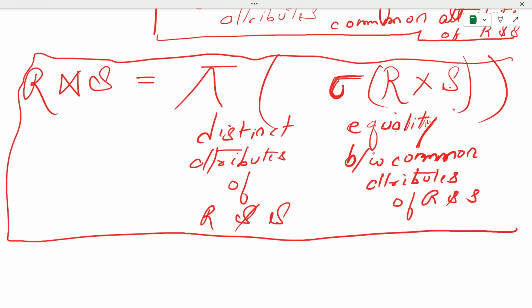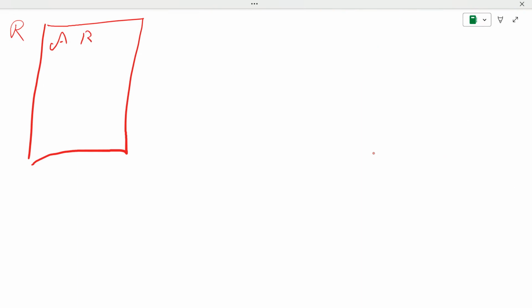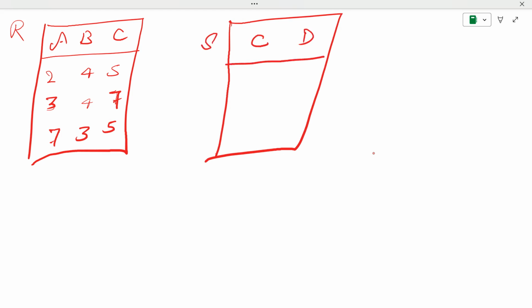Basically, we already have the relations. I will just write it here. The R and S relations were already there, so let's do that. This is R, and this R consists of attributes A, B, C, and it has values like 245, 347, and 735. Similarly, we have a table S, with attributes C and D, and the values of the attributes are 5, 6, 4, and 5.